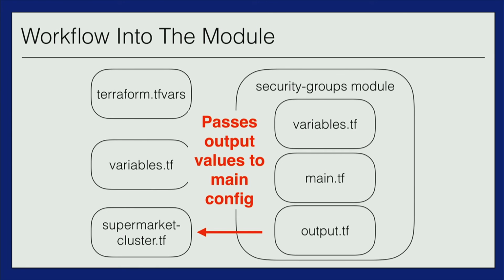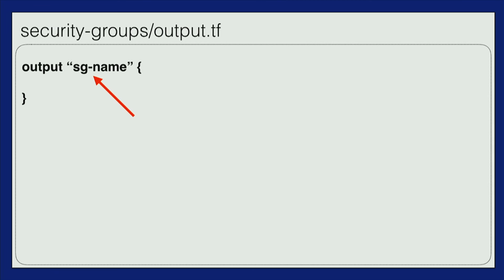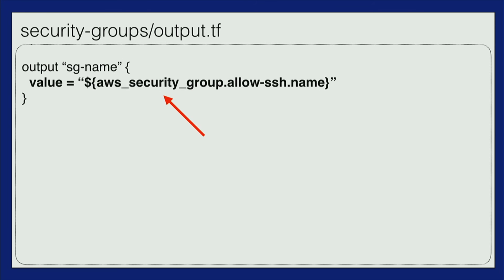So now we need a way to pass the name of the security group we create in that module back into our supermarket cluster.tf. And we do this through defining that outputs.tf file from within the module. So this is what that output will look like. We define that we will output a variable named sgname for security group name, not Stargate name. And the value of that variable is a string that includes the name of the security group spun up by that allow SSH security group resource from within the config.